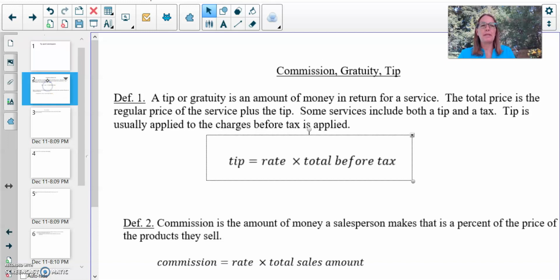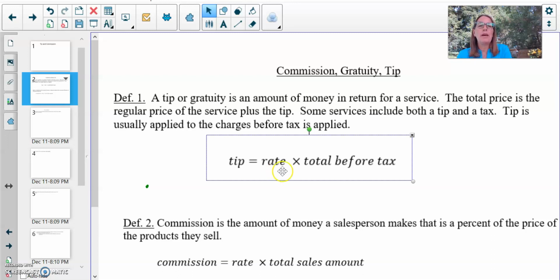So first, some definitions. A tip or gratuity is an amount of money in return for a service. The total price is the regular price of the service plus the tip. Some services include both a tip and a tax. Tip is usually applied to the charges before any tax is applied.